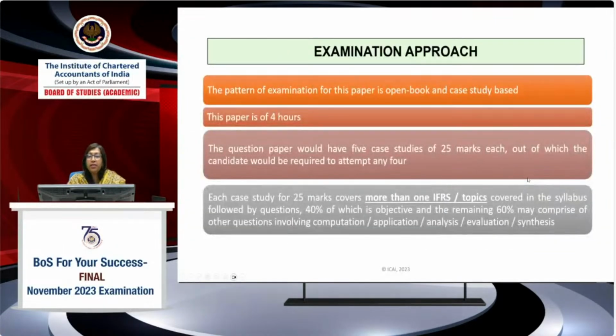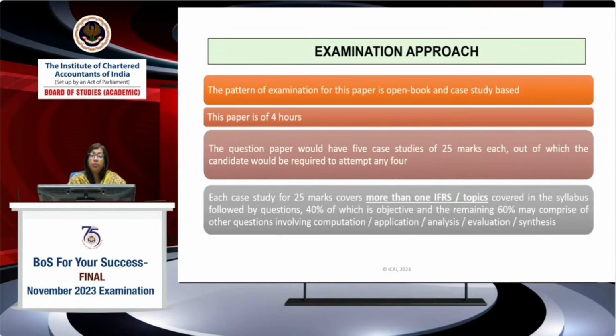The paper pattern is, this is an open book. Elective papers are open book examinations, and the questions are of 5 case studies of 25 marks each. There will be 5 case studies in the question paper, and out of 5 case studies you have to do any 4 case studies of your choice. You'll be given 4 hours to complete this question paper. Whatever book you feel you have studied and want to refer to in your examination, you can carry with yourself.